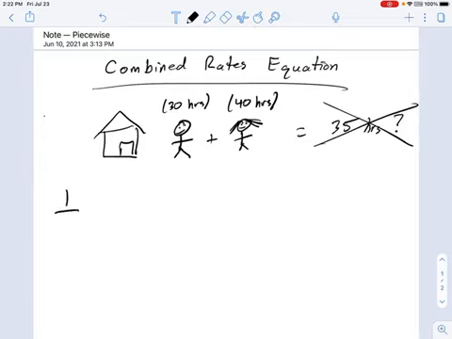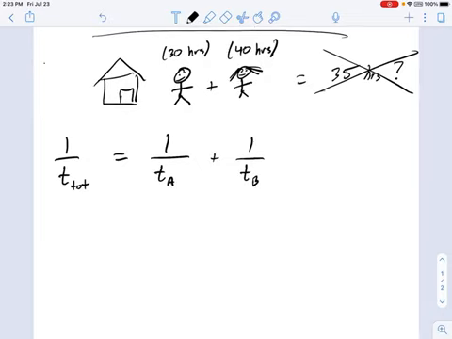We've been over some of the theory in class. I'll just write it here. This is the total time: 1 over t equals 1 over the first person's time, I'm calling this person A, plus 1 over the second person's time, person B. So in this example of Bruce and Valentine, 1 over t equals 1 over 30, that's Bruce's time, plus 1 over 40, that's Valentine's time.